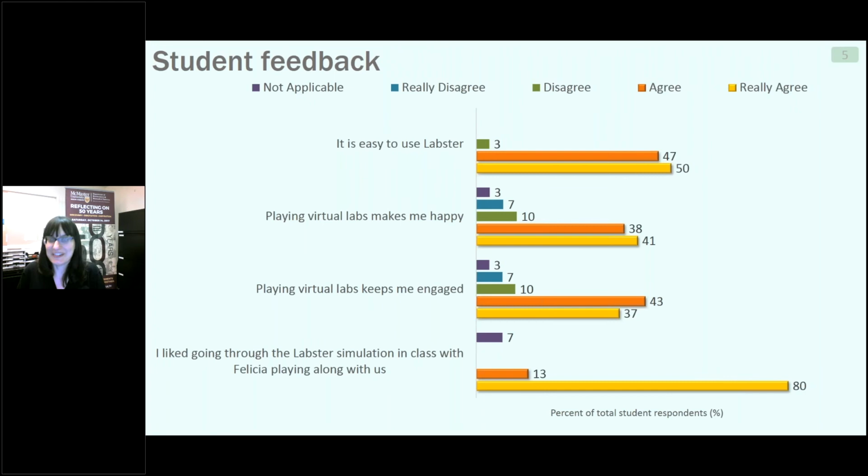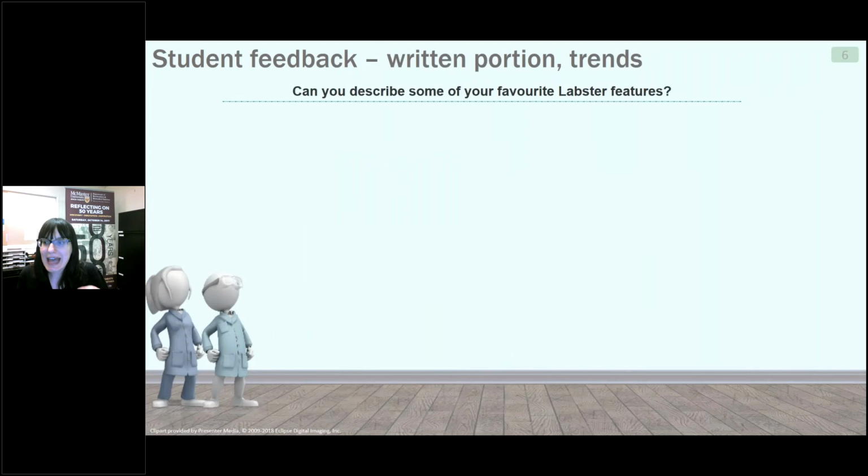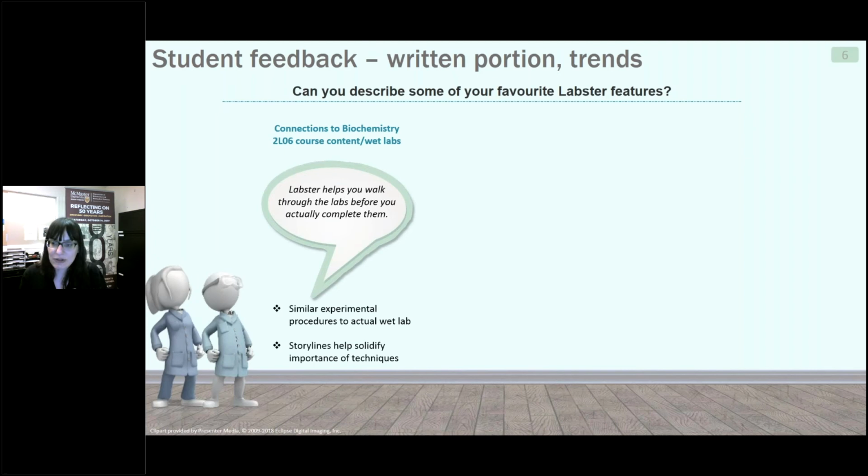The other thing is I asked them a couple of questions and they were giving me written answers. So one of the questions I asked them was, can you describe some of your favorite Labster features? I read all of their answers and I was able to classify them and summarize them in trends. So I saw a lot of connections to our biochemistry 1206 course content, to the wet labs in there. So for example, a direct student quote would be, "Labster helps you walk through the labs before you actually complete them." That's music to my ears, because that was my objective.